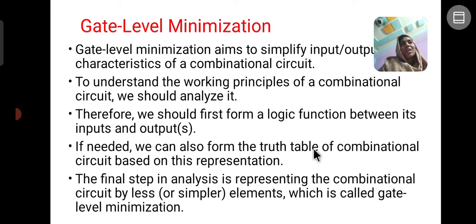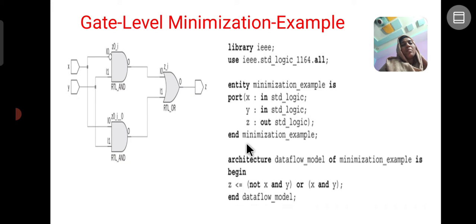A truth table is a table which shows the relation between input and output. For each and every input combination, what will be the output? So the truth table gives the information about the relation between input and output, and the final step in analysis is representing the combinational circuit with fewer elements, which is called gate level minimization. So after the truth table, we have to minimize the logic function. Using K-maps, we will minimize the gates. So this is one example of how we can minimize.